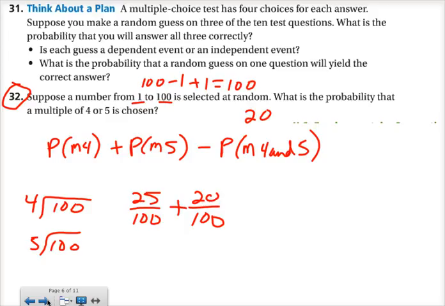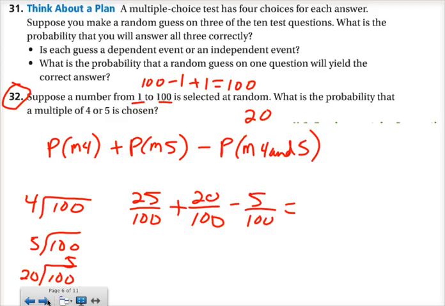So one more time, we'll take 100, and we will divide that by 20, and that will give us 5. So we're going to have to subtract what was in the overlap there, which basically is our 20, 40, 60, 80, and 100. Those are the numbers that would be multiples of 4 and multiples of 5. So they cover both of them, and those are the ones that are double counted.